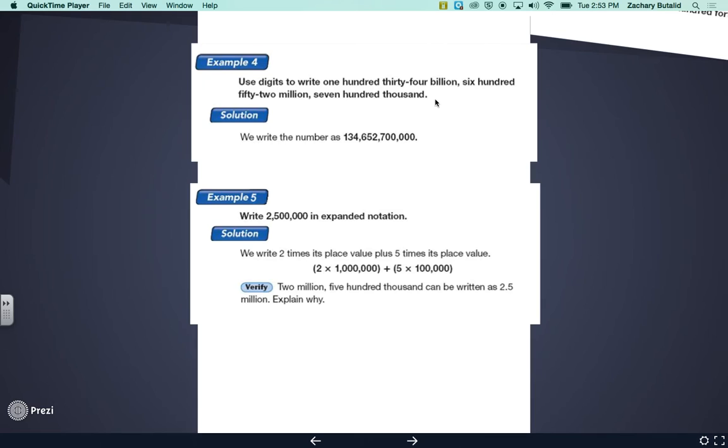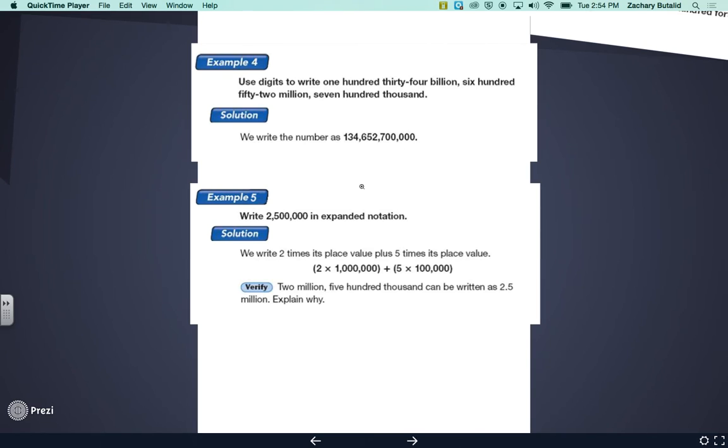Now notice that there's nothing left for the hundreds, tens, and ones. So we just have zeros for that, all right? We must put those zeros in or else the number changes, okay? So those zeros are placeholders, basically.